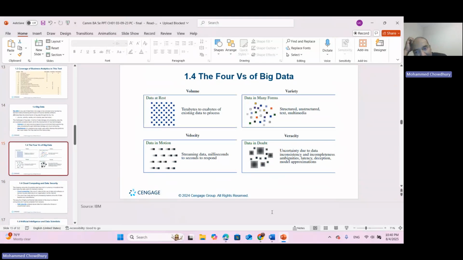Variety means structured, unstructured text, or multimedia data, various kinds of data. And veracity means uncertainty due to data inconsistency and incompleteness, ambiguities, latency, deceptions, and model approximations. So these are the meanings of the four words that start with V that define big data. Data would be called big if it has four characteristics: volume, velocity, variety, and veracity. This is what is defined by IBM.